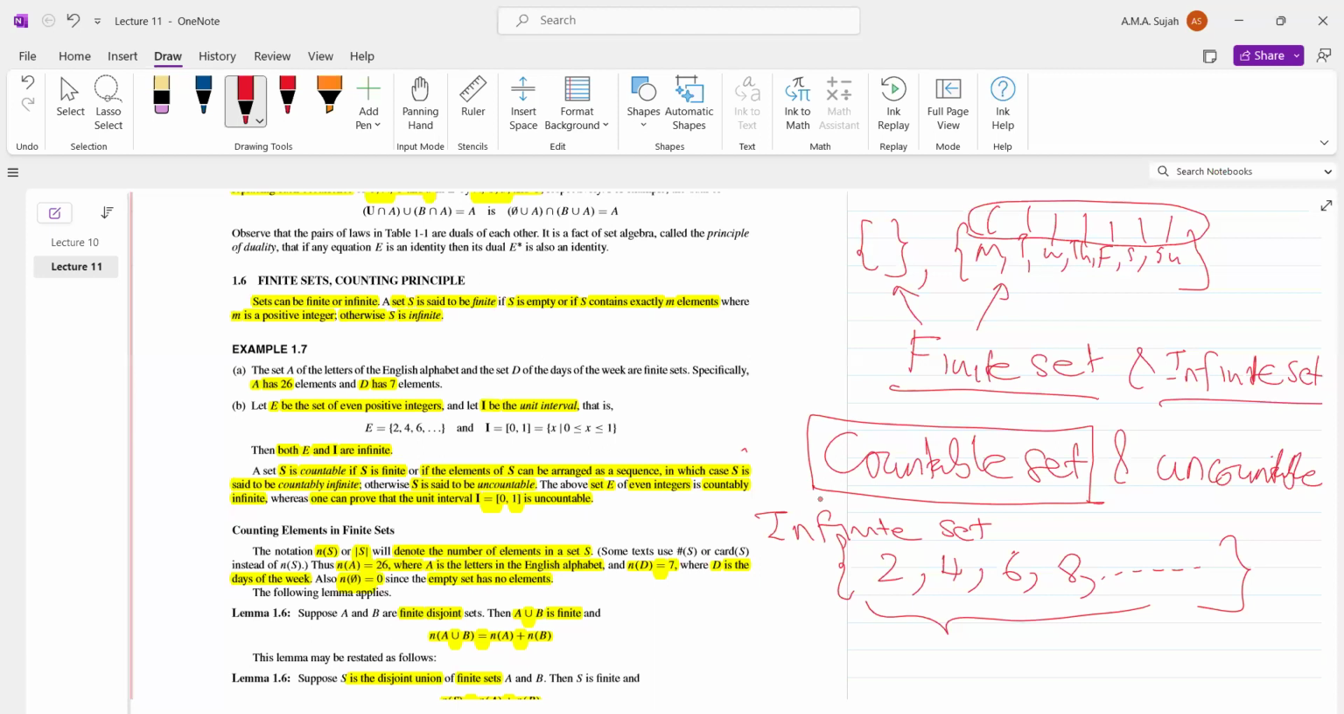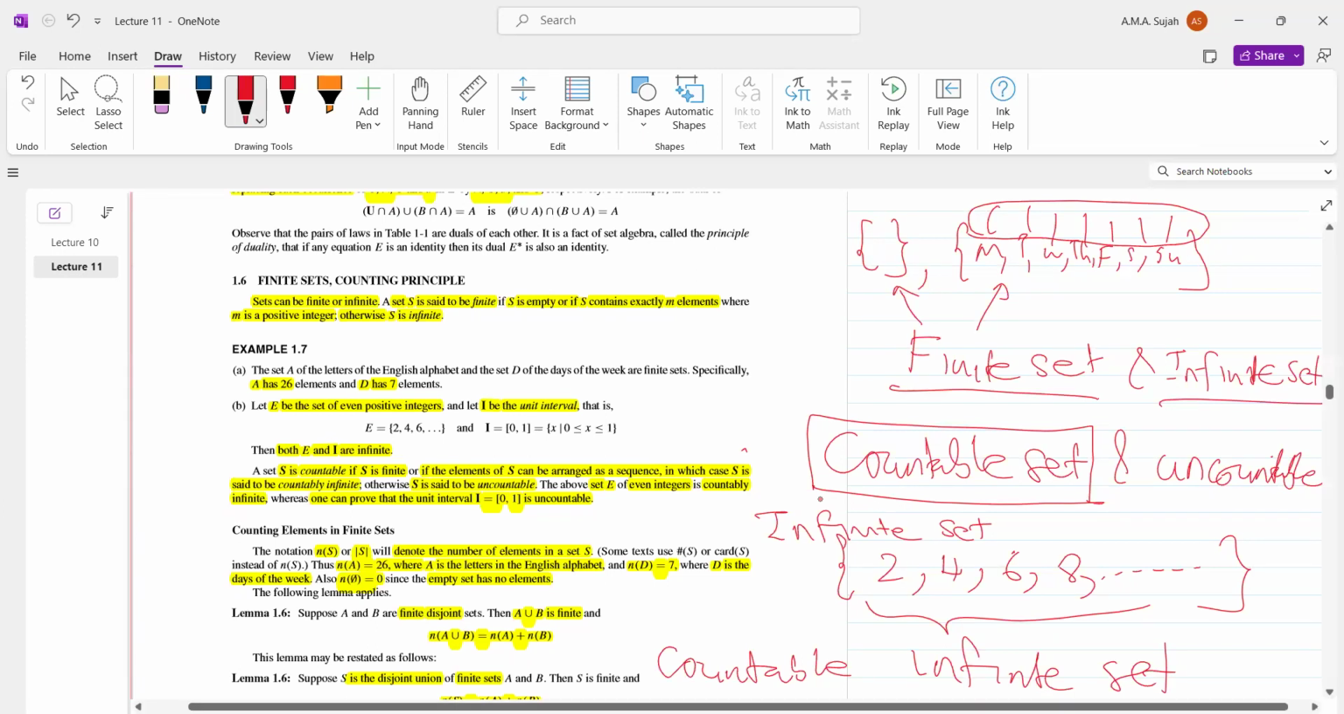But in countable sets, we have another category, called a countable infinite set, right? A countable infinite set means that it is an infinite set, but the elements are arranged in a sequential order. What do you think about this example? So countable infinite means the set becomes an infinite set. So this is also an infinite set. Now you need to check whether the elements are arranged in a sequential order.